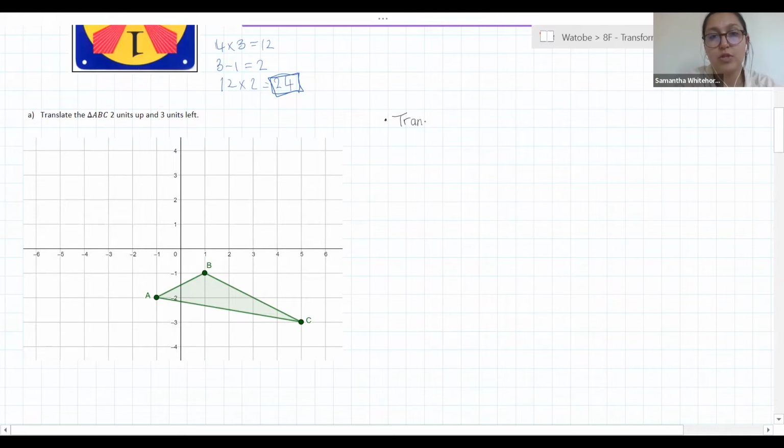Translations, which is when we move a shape or a point up, down, left, or right. Reflections, so it's creating the mirror image of a point or a shape about a line of reflection. Rotations, so turning a point around a central point. And then finally, what we call dilations, but basically enlargements or reductions. So either making a shape bigger or smaller according to what we call a scale factor.